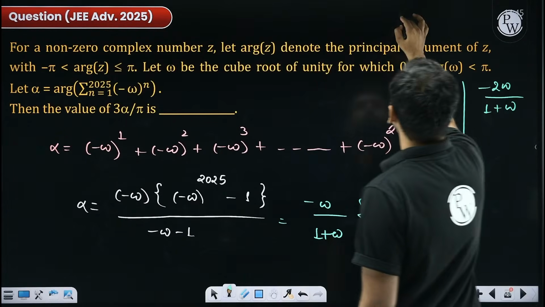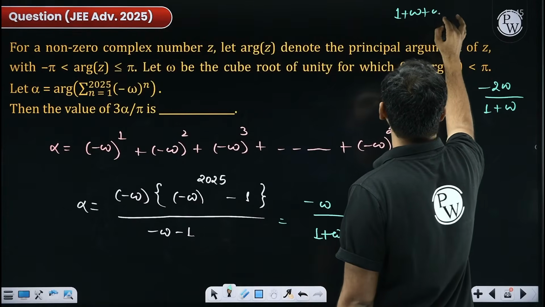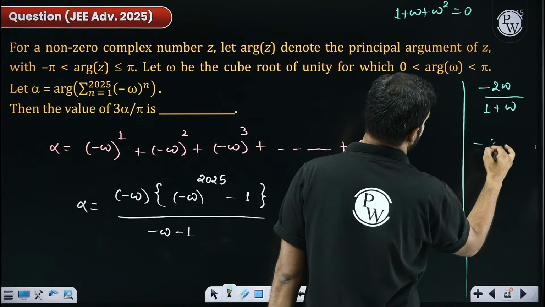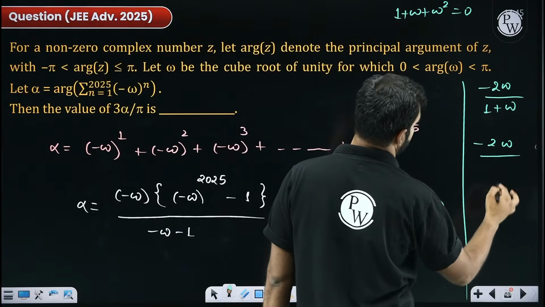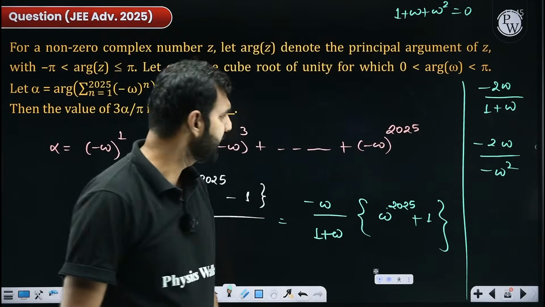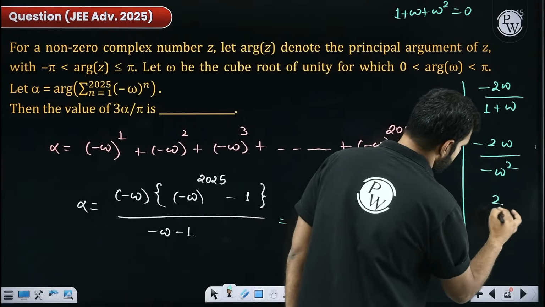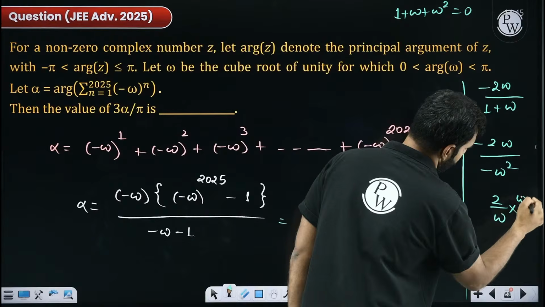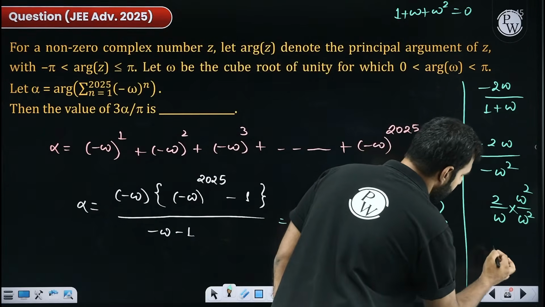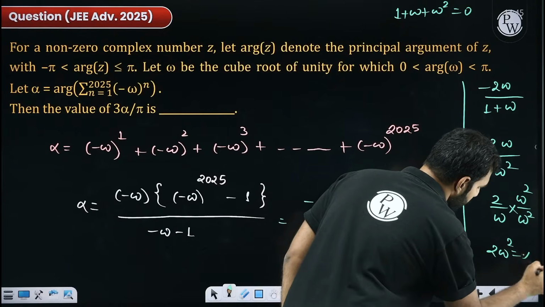We know 1 plus omega square is 0, so 1 plus omega is minus omega square. So this is minus 2 omega upon minus omega square. Correct me if I'm wrong. So this leaves you with 2 by omega. If I multiply it by omega square in the numerator and denominator, the denominator becomes omega cube, and it is 2 omega square.